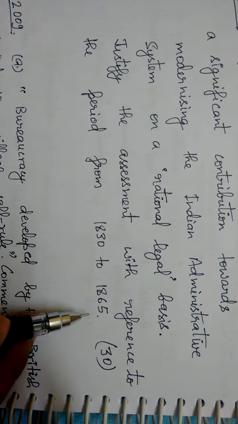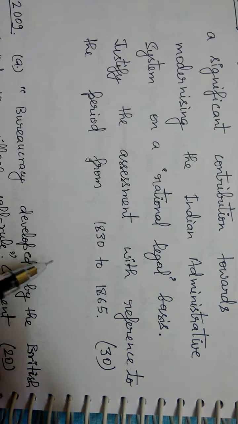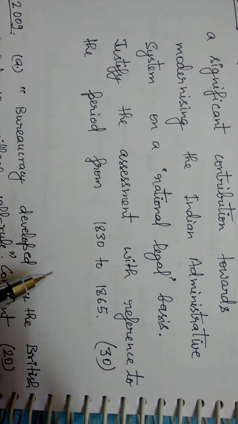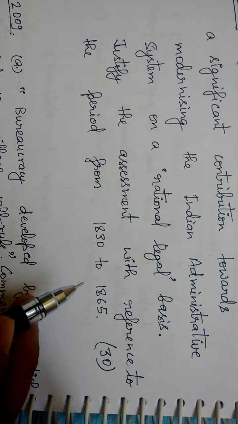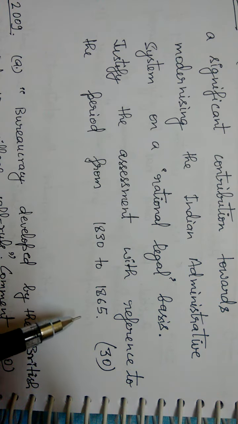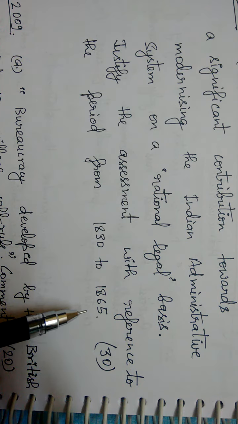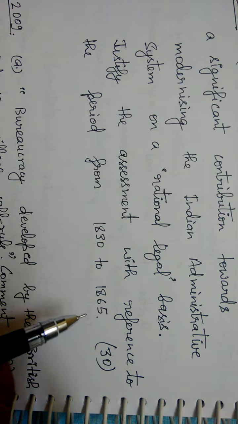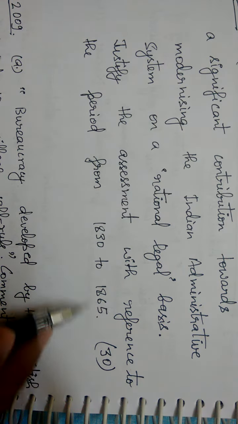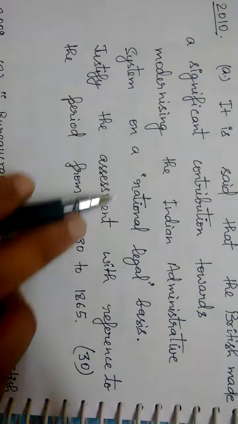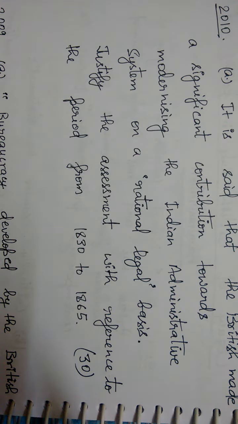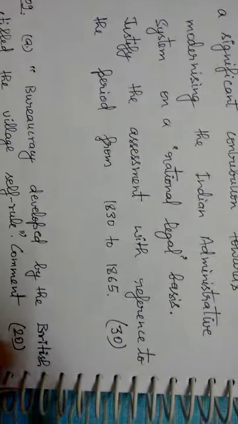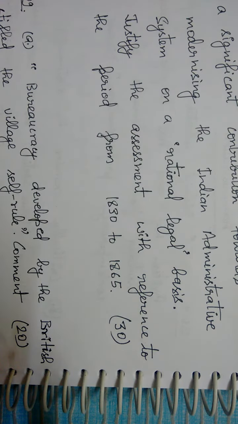So from 1830 to 1865, you have the Charter Act of 1833, then the Charter Act of 1853, then the Queen's Proclamation that came in 1858 after the first war of independence. Then you can tell a lot of things about the Act of 1861, which contained a lot of reforms. There was a departmentalization system, then the Indian Police Act, and so many things are there. So before 1865, there are a lot of things which come under the bureaucratic origin as well as its functioning. So you can tell all those things. And remember, this question is of 30 marks, so you have to write in great detail.